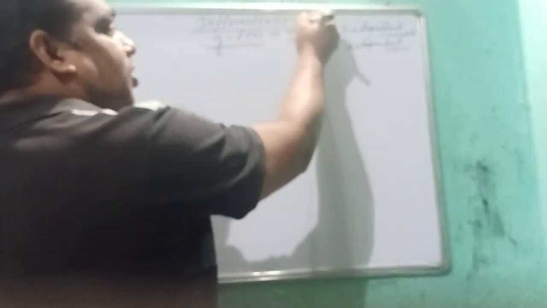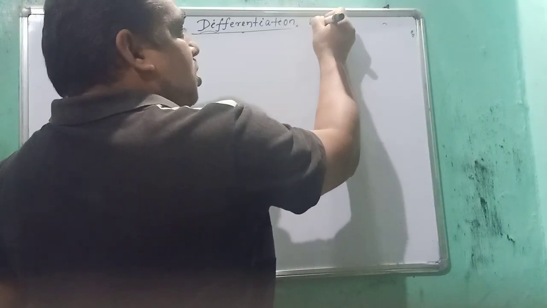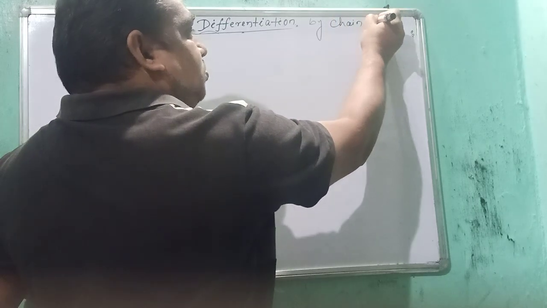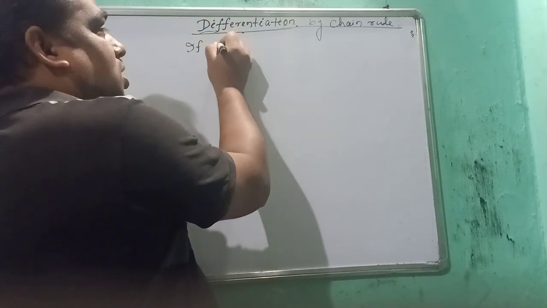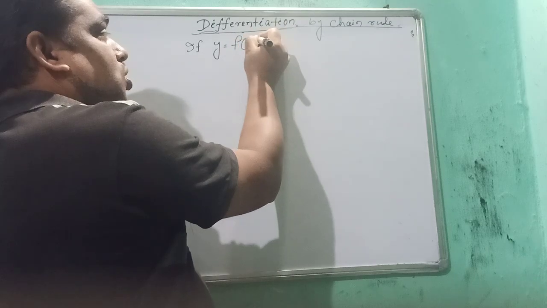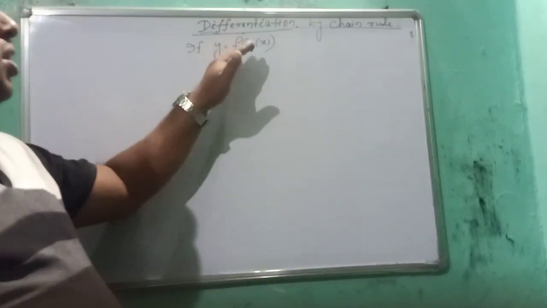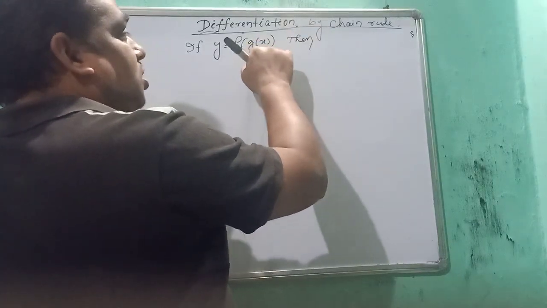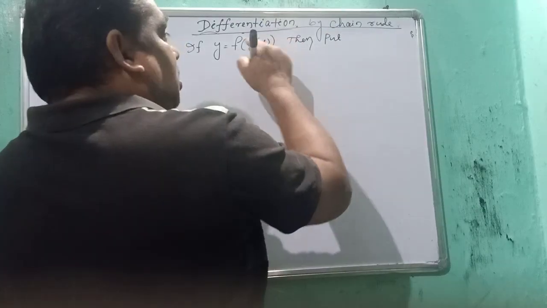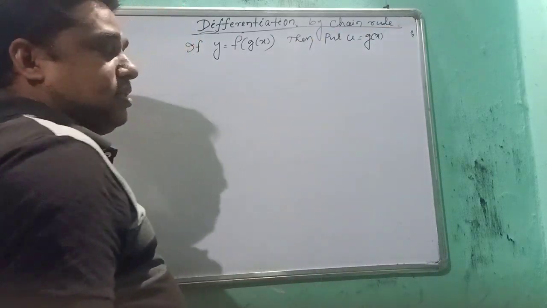But now we will discuss the differentiation of a function by chain rule. Chain rule means that, in place of y equal to a function of x, suppose y is equal to a function of g(x), another function, is given. If y is equal to f of g(x), then to find dy by dx, we have to put u is equal to g(x).